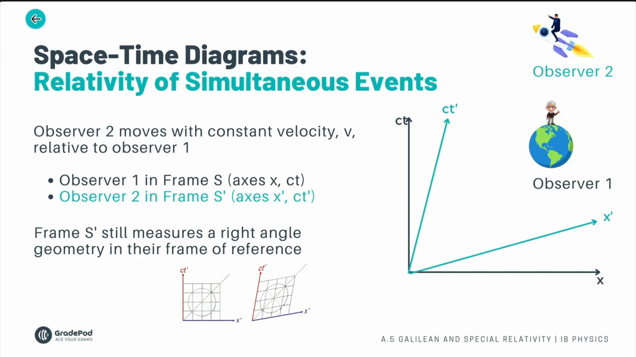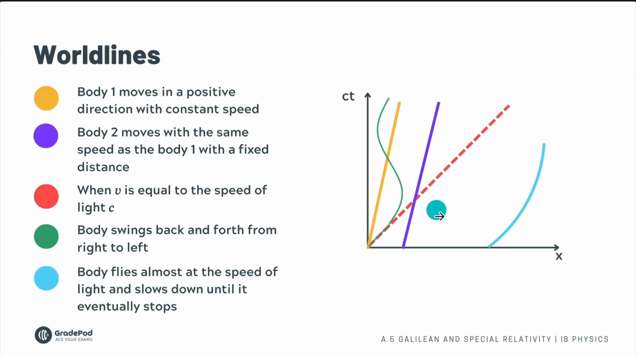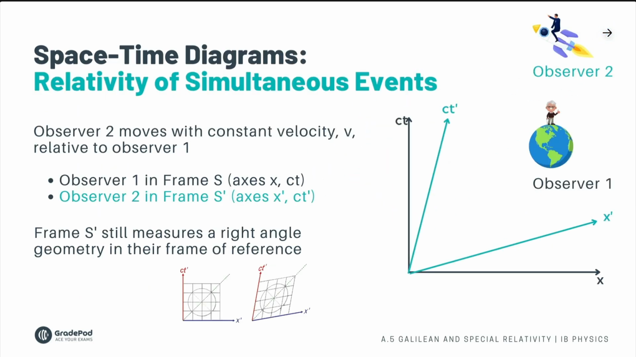Before, when we were looking at space-time diagrams, we were looking at one frame of reference, and these world lines were all in this one frame of reference. It'd be good now to try and incorporate a second frame of reference, because that's what simultaneous events is all about, and special relativity and so on. So observer 1 is stationary, and has the frame of reference that we're really comfortable with already, ct on the y-axis and x on the x-axis.